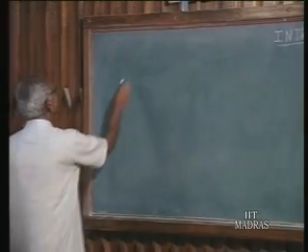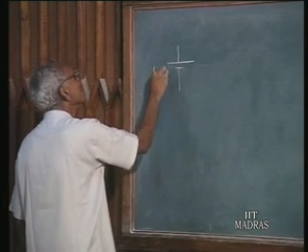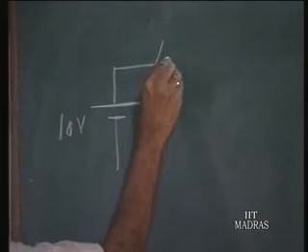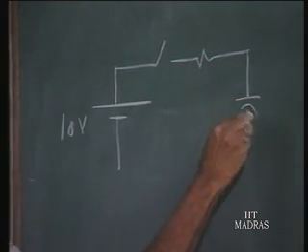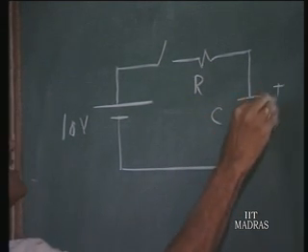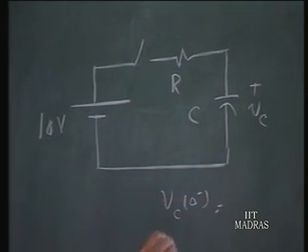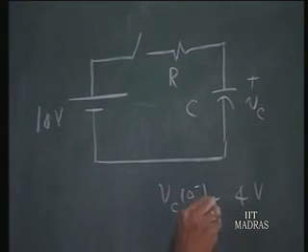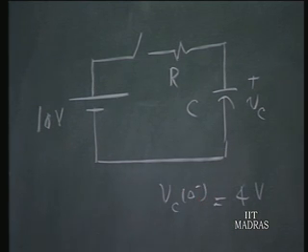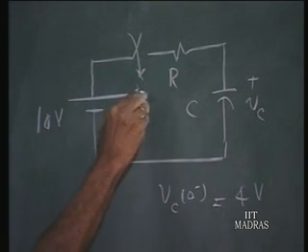Suppose I have a 10 volts DC source connected to an RC circuit with an initial capacitor voltage of 4 volts, and I would like to find out how the capacitor voltage behaves for time t equals 0 onwards if the switch is closed at t equals 0.